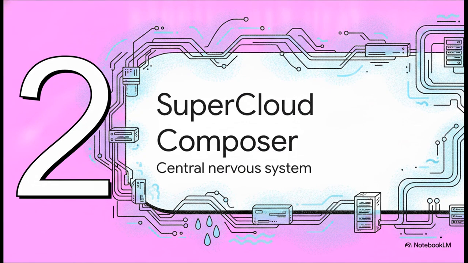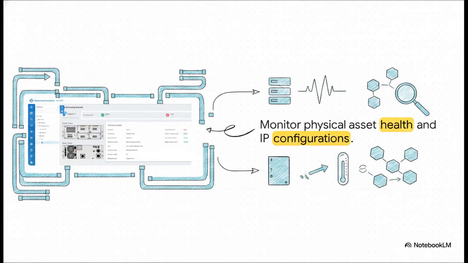Moving to Section 2. Meet SuperCloud Composer, essentially the central nervous system for your data center. The liquid cooling console within SuperCloud Composer, or SCC, serves as an incredibly robust enterprise management platform. It allows administrators to intuitively monitor physical asset health and IP configurations. But crucially, it brings multi-generation and third-party systems completely under one roof. So instead of juggling a bunch of different tools, everything can be managed smoothly from a single unified console.